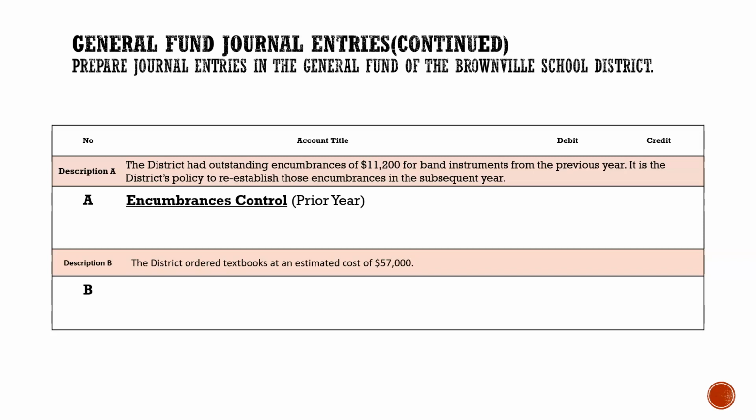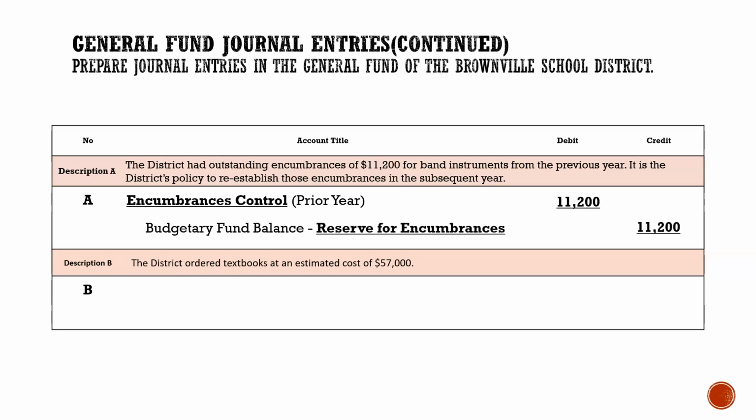So we will debit encumbrances control for the prior year. We'll make a note there that these are for the prior year in the amount of $11,200. We're still waiting on those band instruments. And then we will credit or increase that budgetary fund balance reserved for encumbrances account by the same amount.